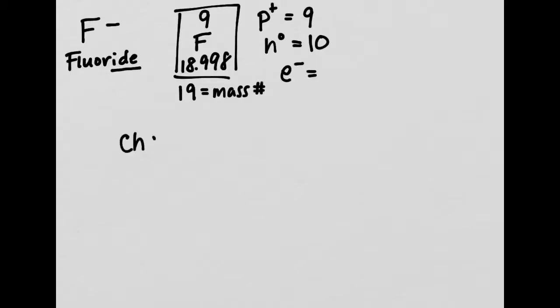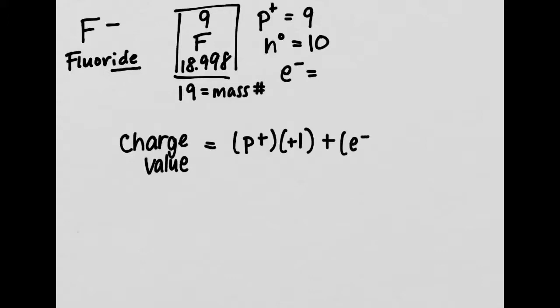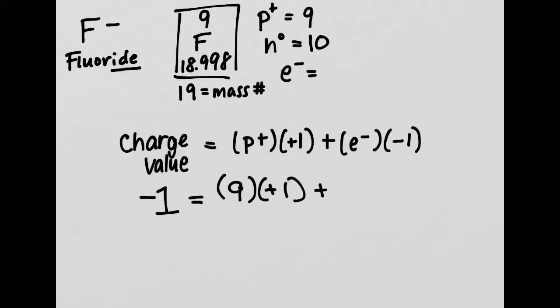My charge value is going to be equal to the number of protons times their charge value of +1, and the number of electrons, and each of them has a value of -1. So I know that my charge value has to be -1. Remember that 1 is implied. And I have 9 protons with the value of 1 each, and I don't know how many electrons yet, with a value of -1 each. I'm going to collapse that into -1e. So I'm solving for e.